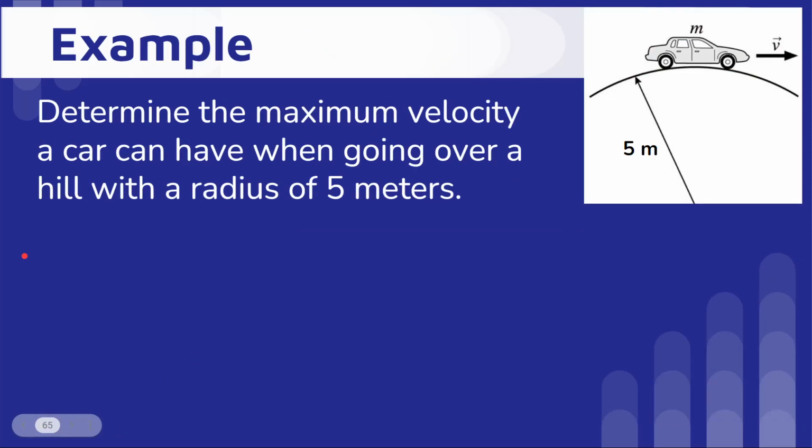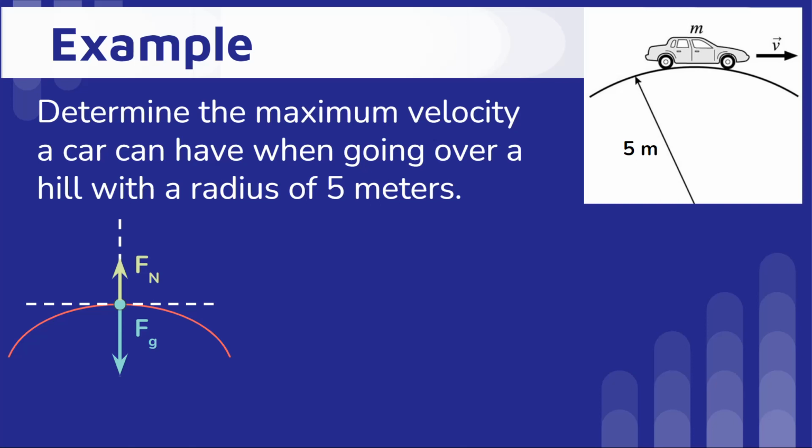All right, so let's try an example with my car. The example says determine the maximum velocity a car can have when going over a hill with a radius of 5 meters. Okay, so again, this hill is a perfect arc, a perfect slice of a circle, we're going to pretend, and it has a radius of 5 meters. I've got my picture here. You're welcome to sketch something similar. Okay, but let's start by drawing our free body diagram. I know we already sketched it, so let's redraw it. We know that we're going to have Fg going downward, and we know that there is normal force, support force from the ground going upward.